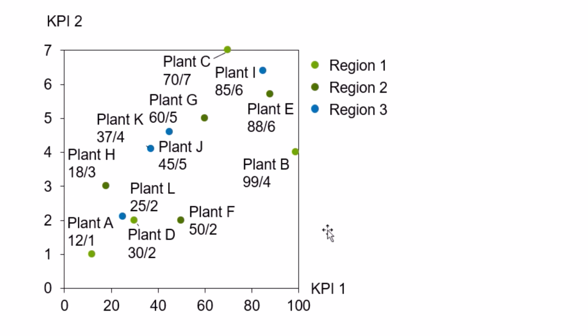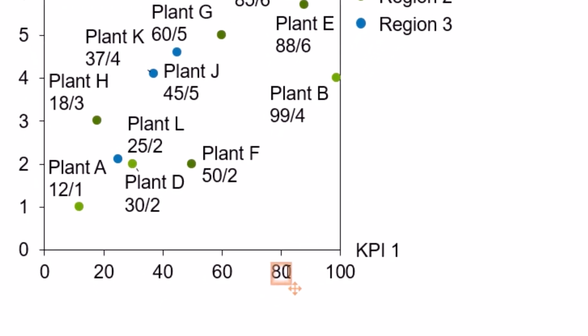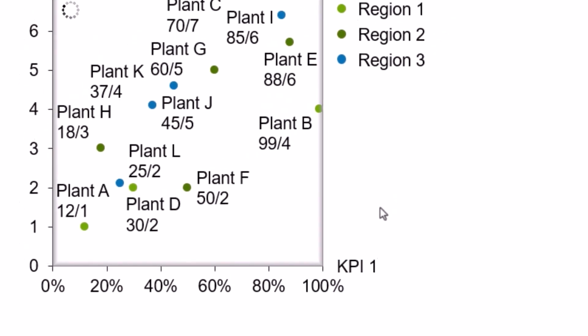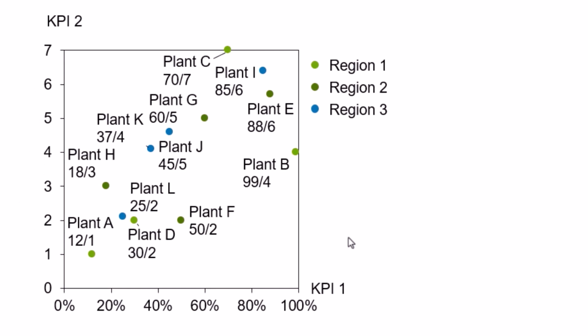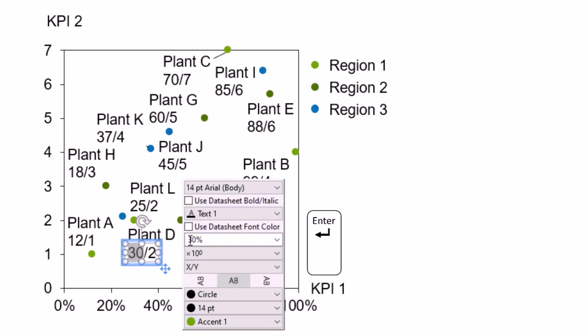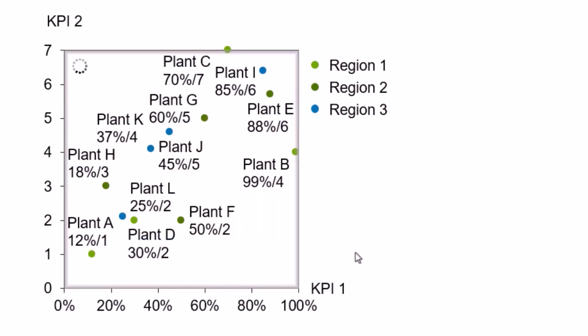Finally, as the KPI 1 figures are percentage values, left-click onto any x-axis label and add a % sign to the number format control box. All labels of the x-axis are changed accordingly. Then repeat this for the point labels by left-clicking onto the KPI 1 value in any of the point labels and typing in a % sign into the control box. Again, the changes apply to all labels of that type.